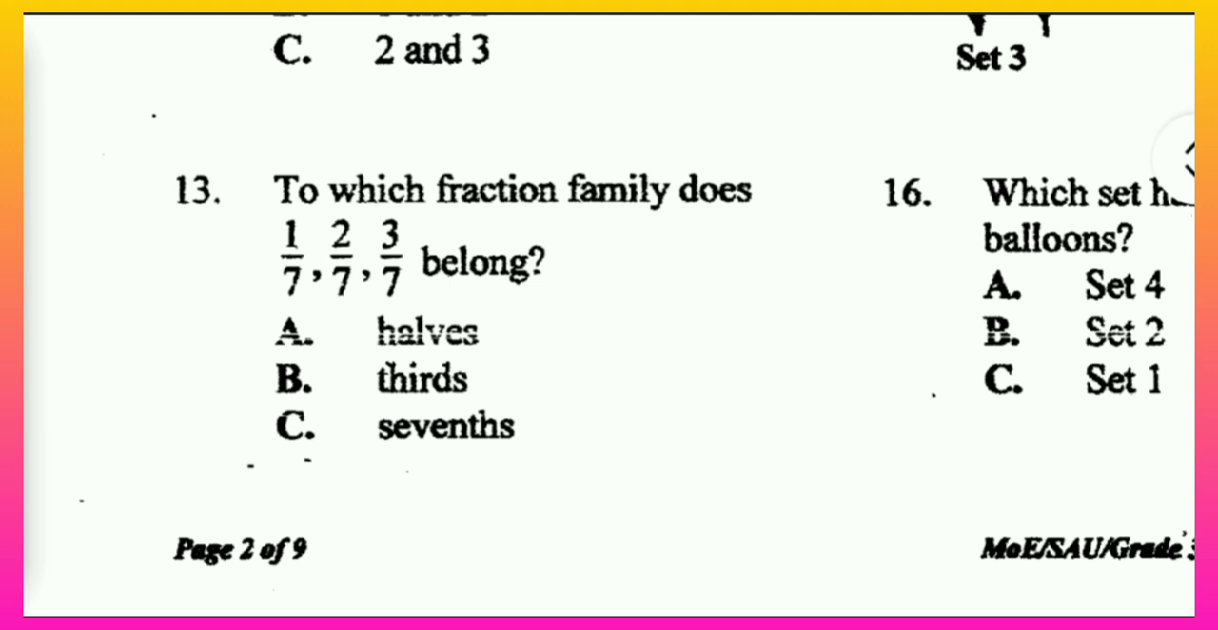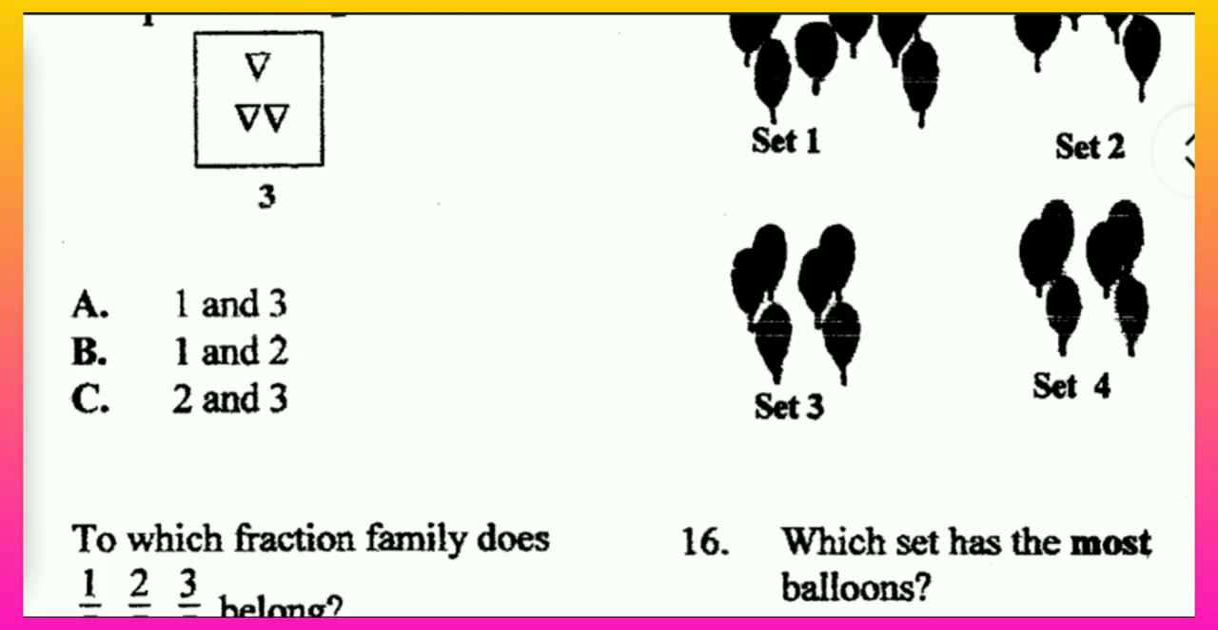Alright, so let's go to 13. To which fraction family does 1/7, 2/7, 3/7 belong? Now, what's the common denominator here? 7. So they belong to the 7th family, which is at C. They're all 7ths.